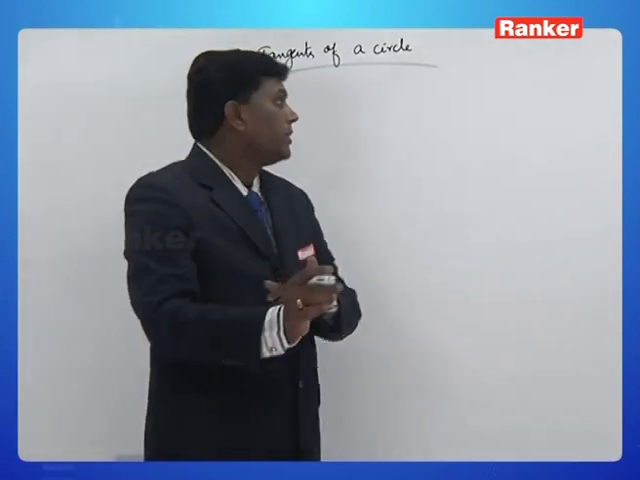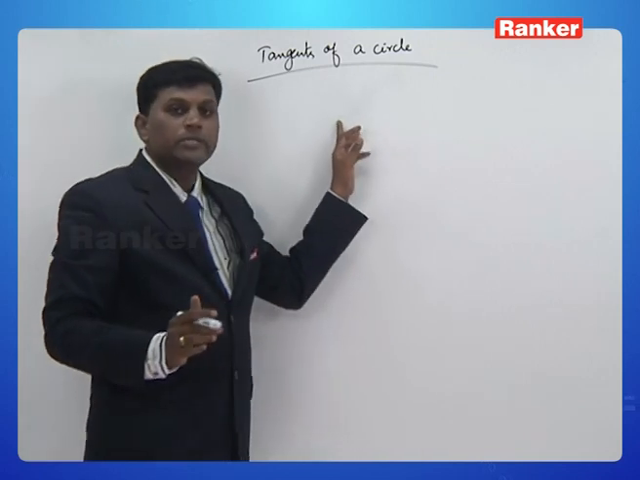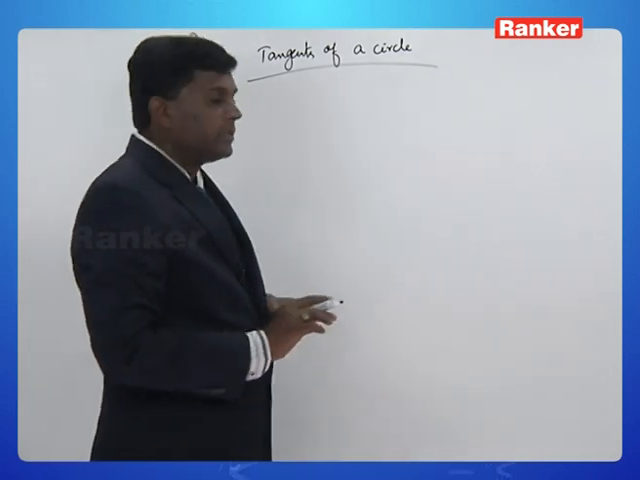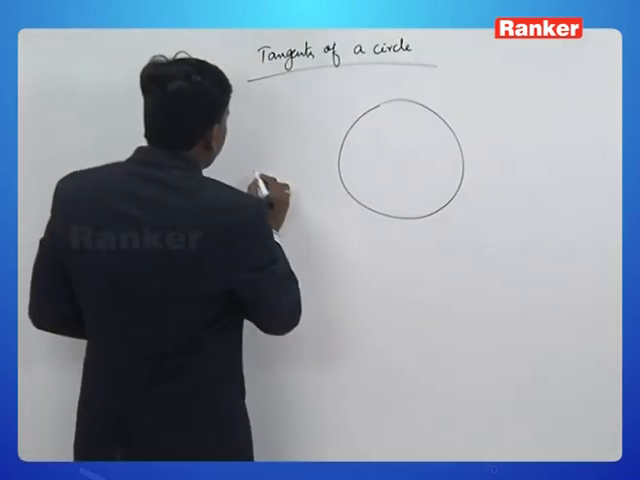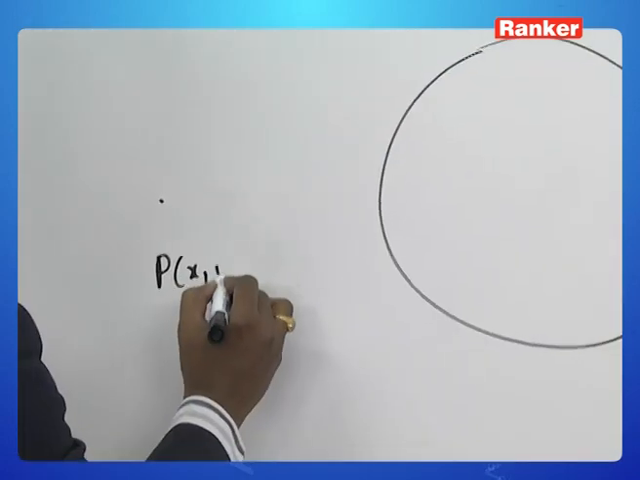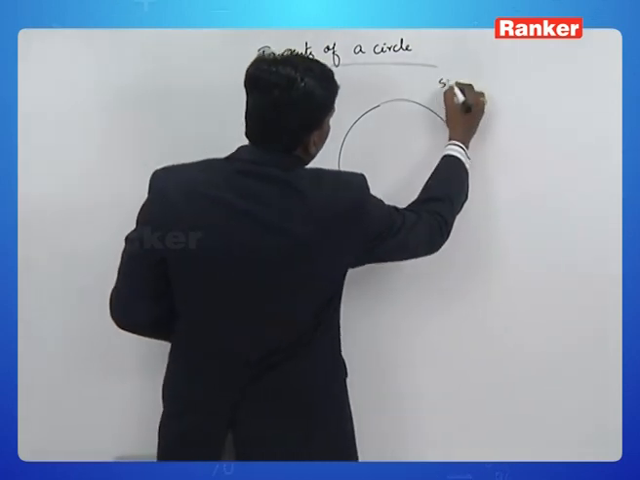Now let us see some more conditions related to tangents of a circle. We are choosing randomly a point P external to the circle S equals to 0.